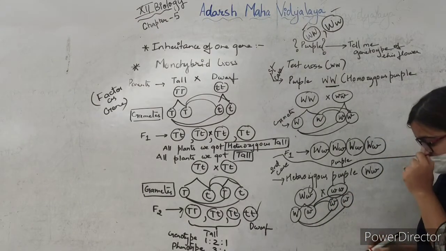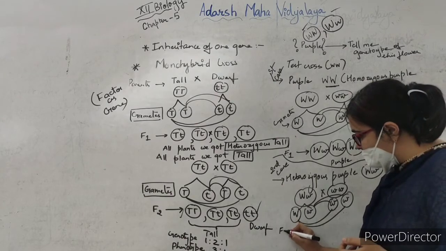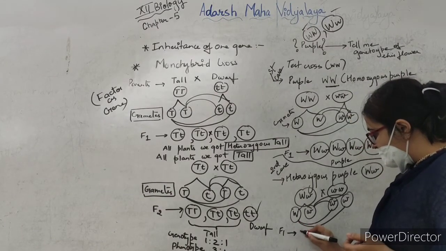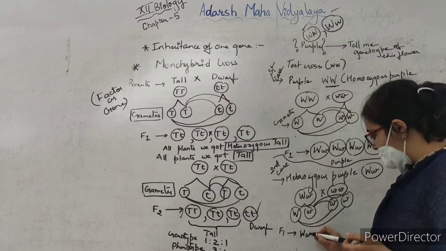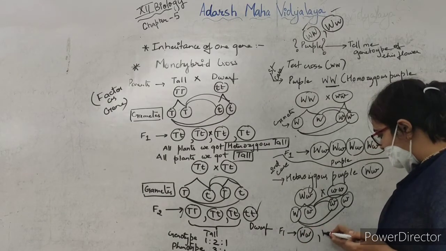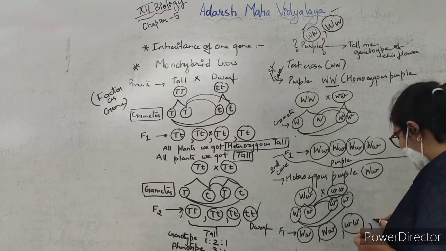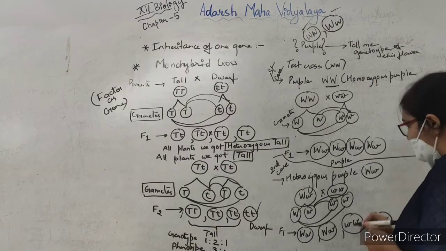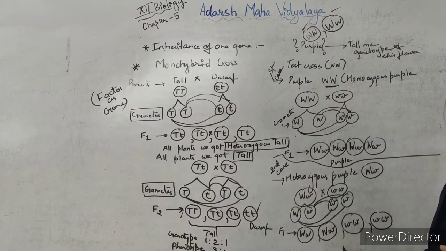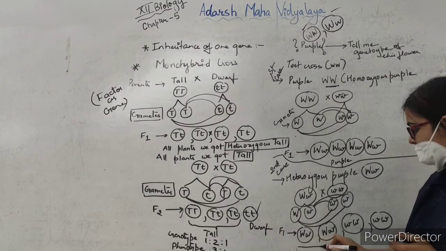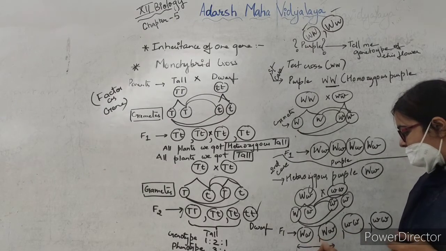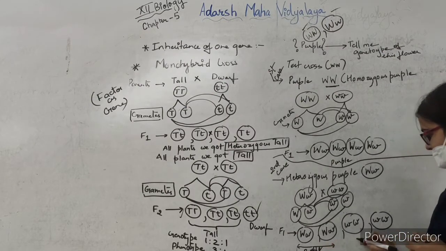Okay. So the result we will get in the F1 generation will be capital W, small w, capital W, small w, small w, small w, and small w and small w. So here in the second case, we saw that 50% of them were purple flowers and 50% were white flowers.